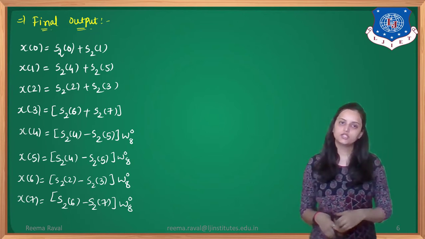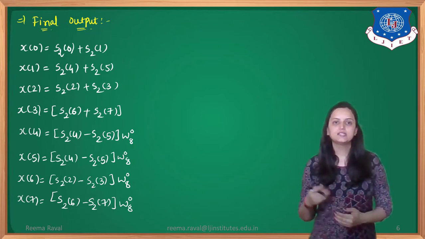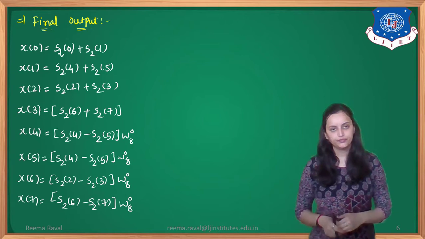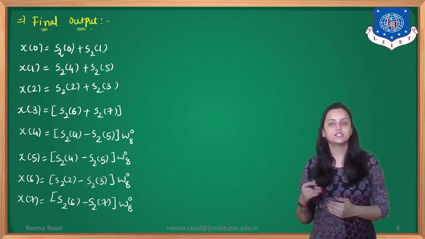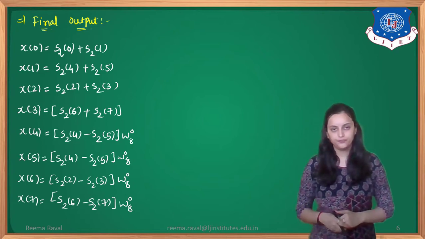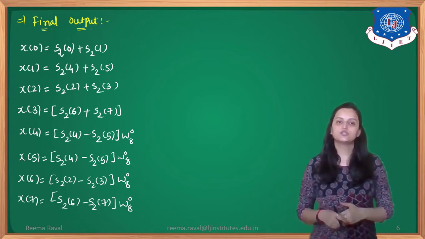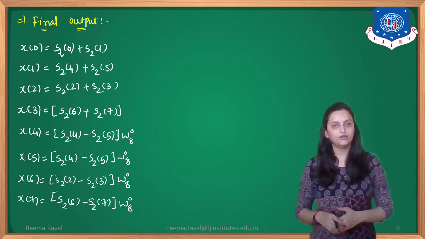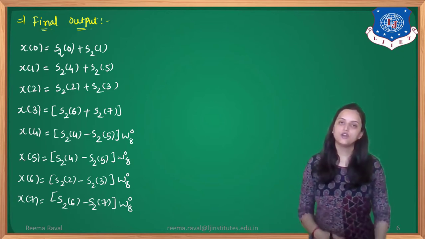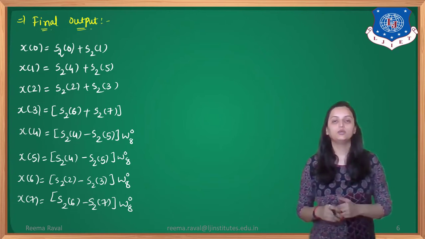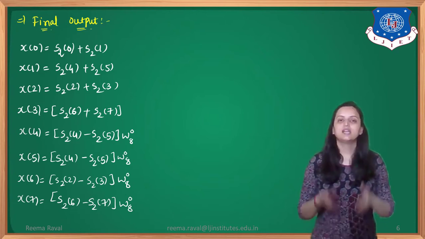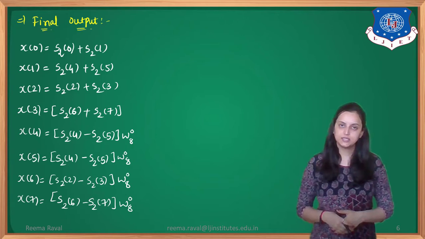x of 4 equals s2 of 0 minus s2 of 1 into w80. Next, x of 5 equals s2 of 4 minus s2 of 5 into w80. x of 6 equals s2 of 2 minus s2 of 3 into w80. And x of 7 equals s2 of 6 minus s2 of 7 into w80. So these are the final output equations for this.